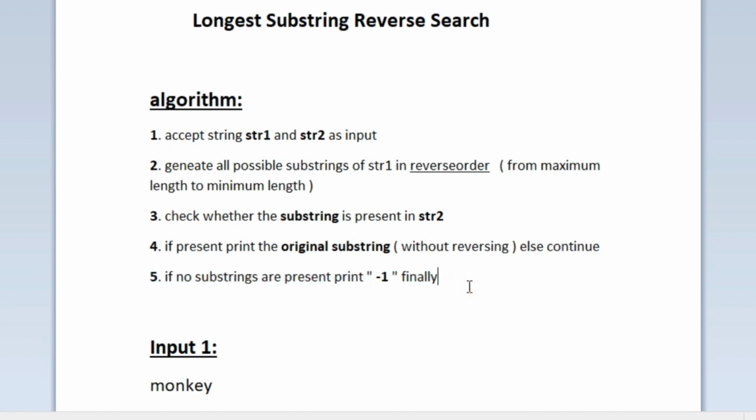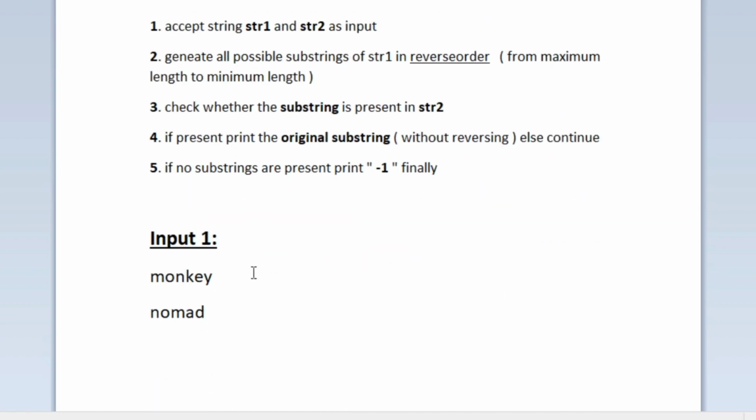So we have to check whether the substring is present. If it is not present, then finally we have to print -1. So let us see our example, sample input 1. Here the string str1 is monkey and str2 is nomad.